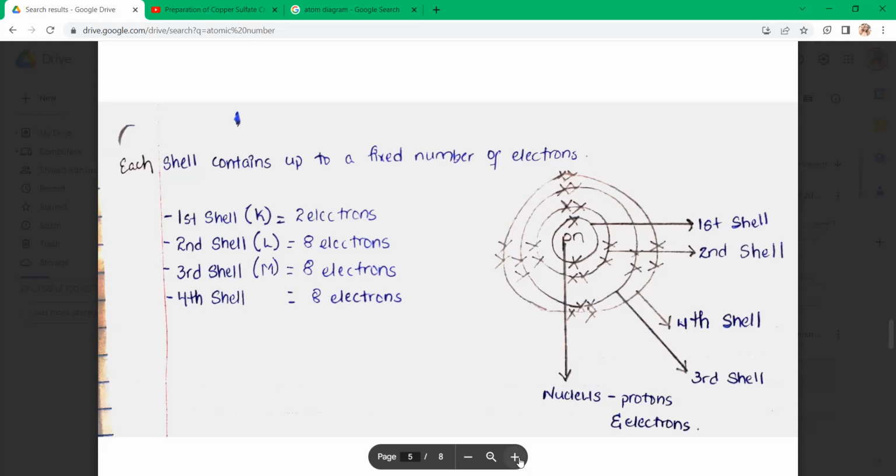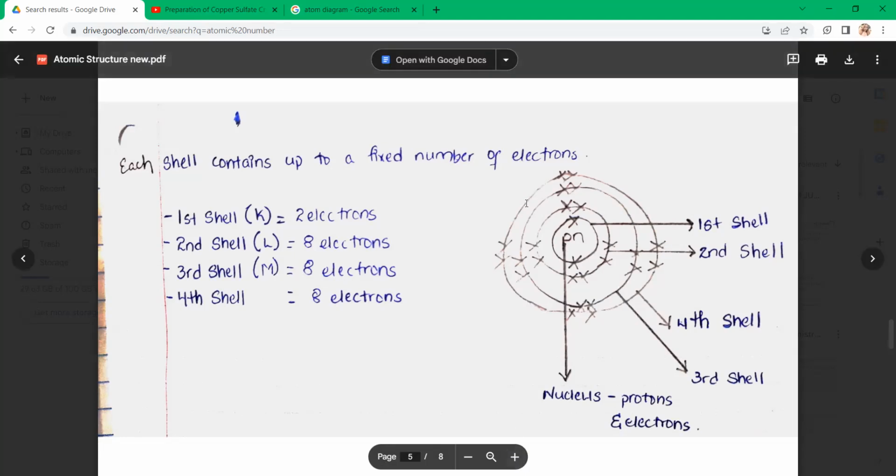So let's discuss the maximum number of electrons each shell can hold. The first one is the first shell, also known as the K shell. You have two electrons there. I put P and N in the center to represent my protons. They're supposed to be neutrons, not electrons. It was a boo-boo I made. I will fix it. Protons and neutrons. The first shell holds a maximum of 2. The second shell holds a maximum of 8. The third shell holds a maximum of 8. The last shell also holds a maximum of 8.